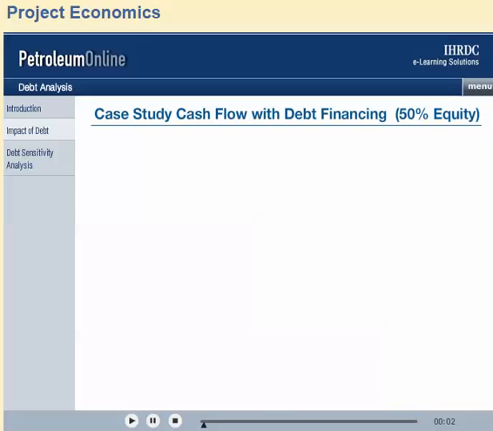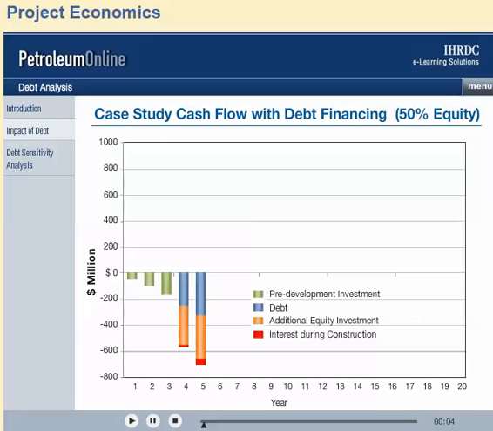Now let's consider again the investment cash flow for our case study. During the first 3 exploration years, the company must assume the exploratory risk by making 100% equity investment. These are shown in green. However, once reserves have been found, and we can demonstrate the creditworthiness of the project, we should be able to borrow funds from lending institutions.